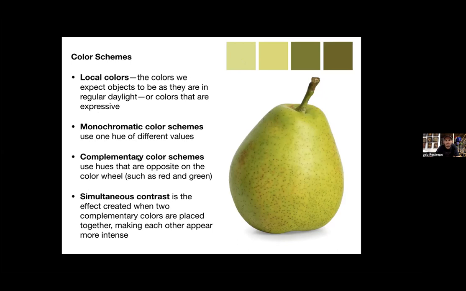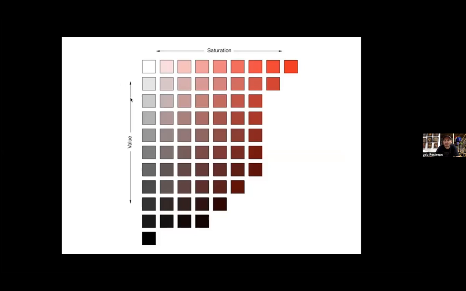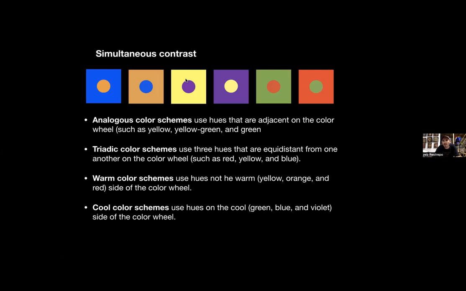Okay, and then we have the monochromatic color schemes, which is basically what I showed you earlier with the reds and the hues, but I have another example. And then I'll show you the complementary color schemes. Simultaneous contrast is basically when you put complements right against each other, like in this example here with the blue and orange. And you can see that I reversed it here, and the same goes for each one here on the right.